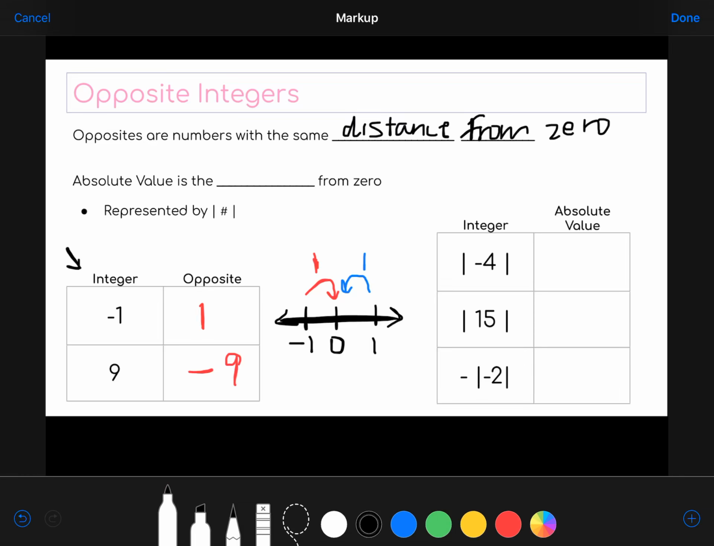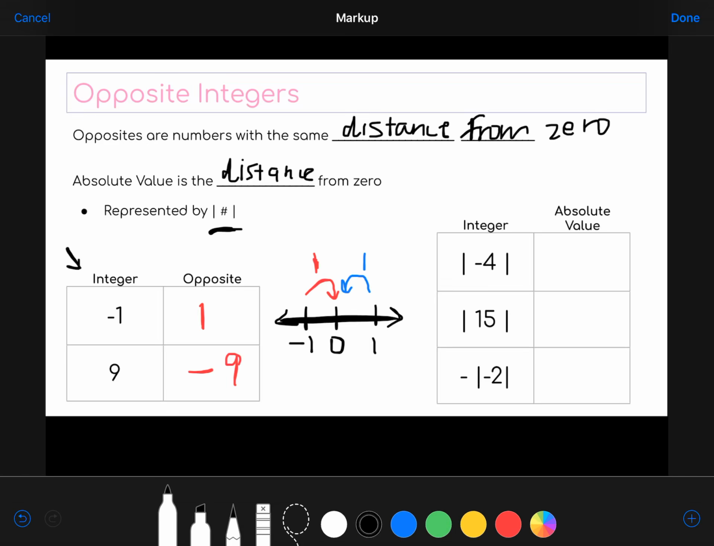Absolute value is the distance from 0. So that means it's always going to be represented as a positive. It's just the distance from 0. It's always represented between these two brackets. So when you see a number in between two brackets, that means it's asking you to find the absolute value.